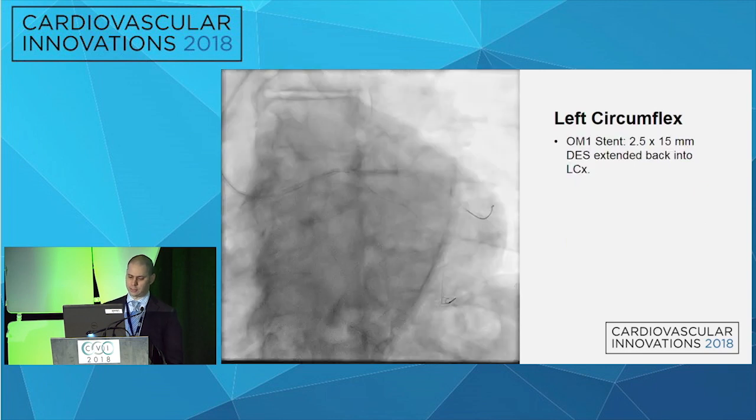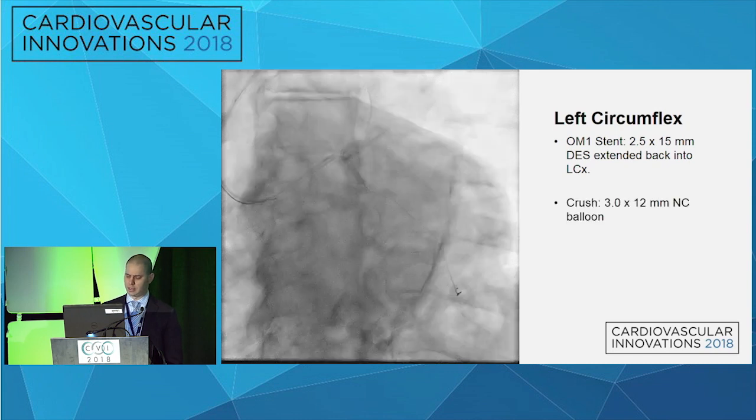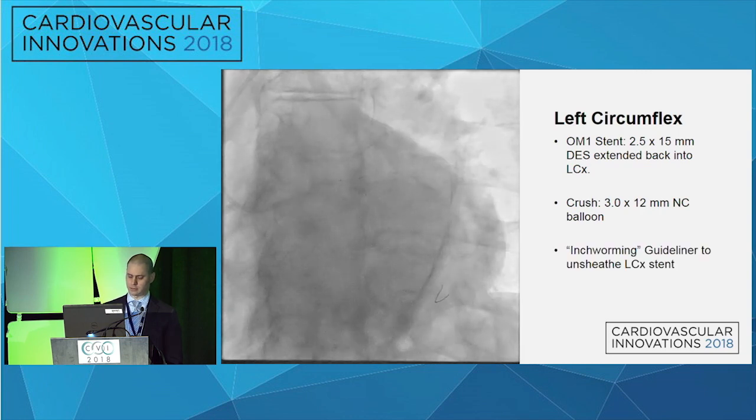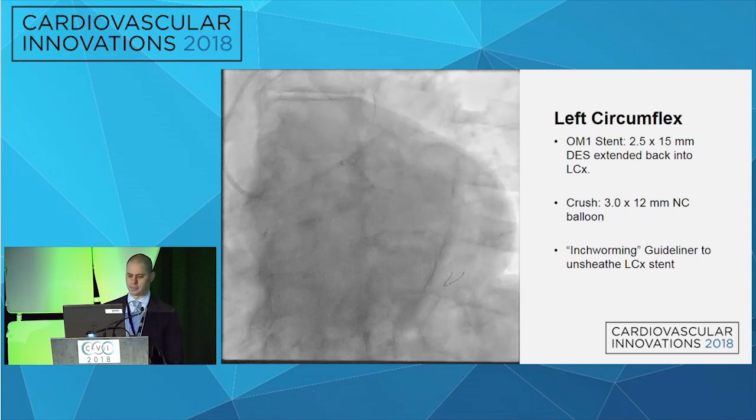For our stenting strategy, we wanted to keep it simple at this point. It was a long case. We wanted to minimize how many times we were rewiring that OM, so we just went with a mini crush technique. We put a 2.5/15 in the OM, extending back into the circumflex. We actually crushed with an NC balloon rather than the second stent, which got us into a little bit of trouble because we had difficulty delivering that second stent to the circumflex. We kept getting caught on the OM stent.